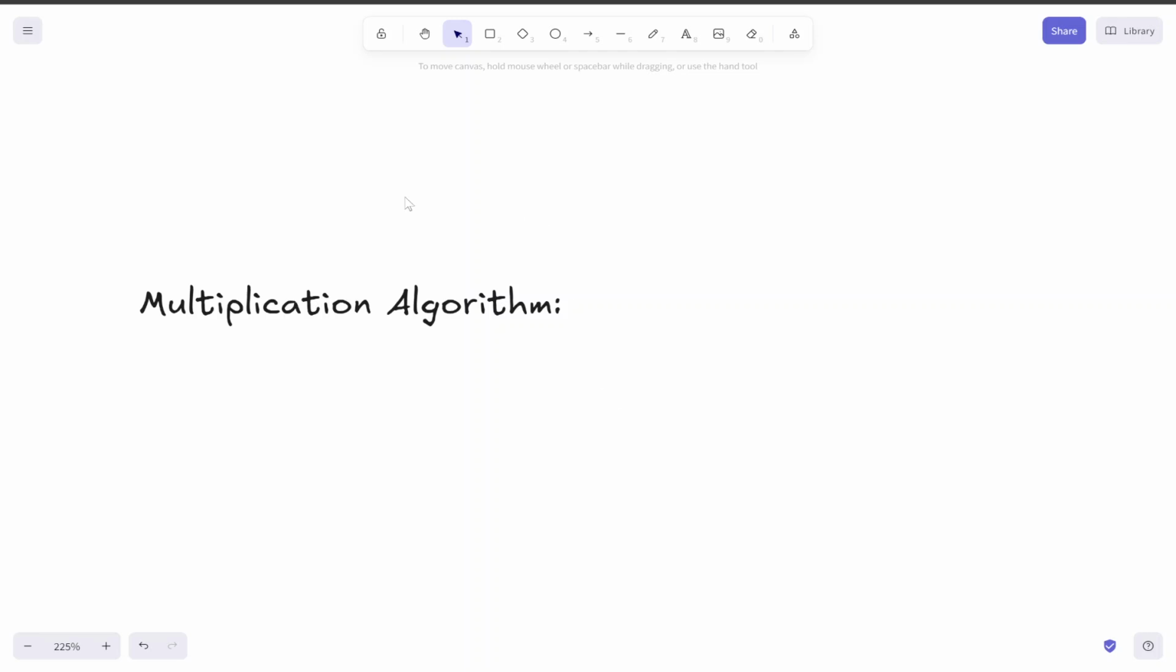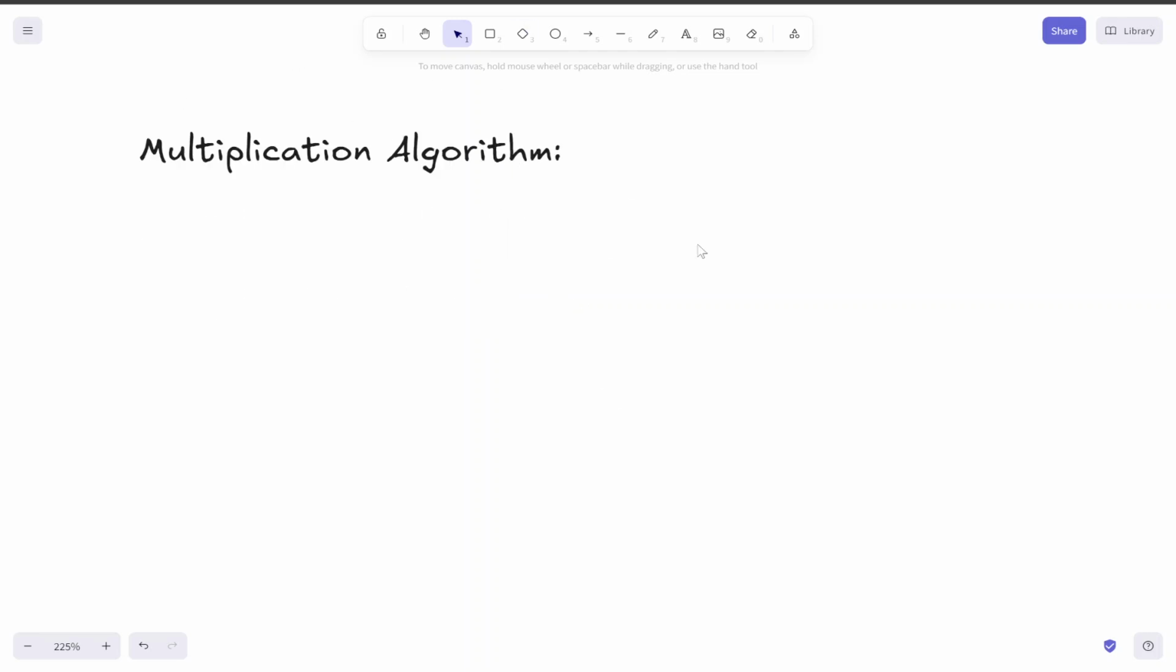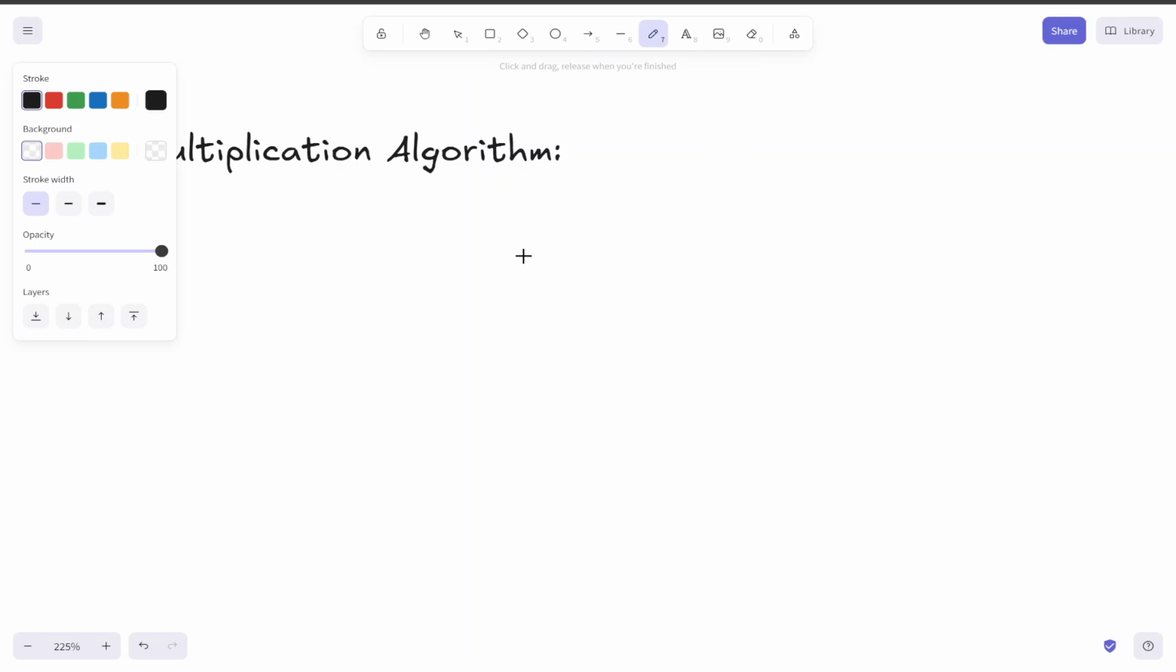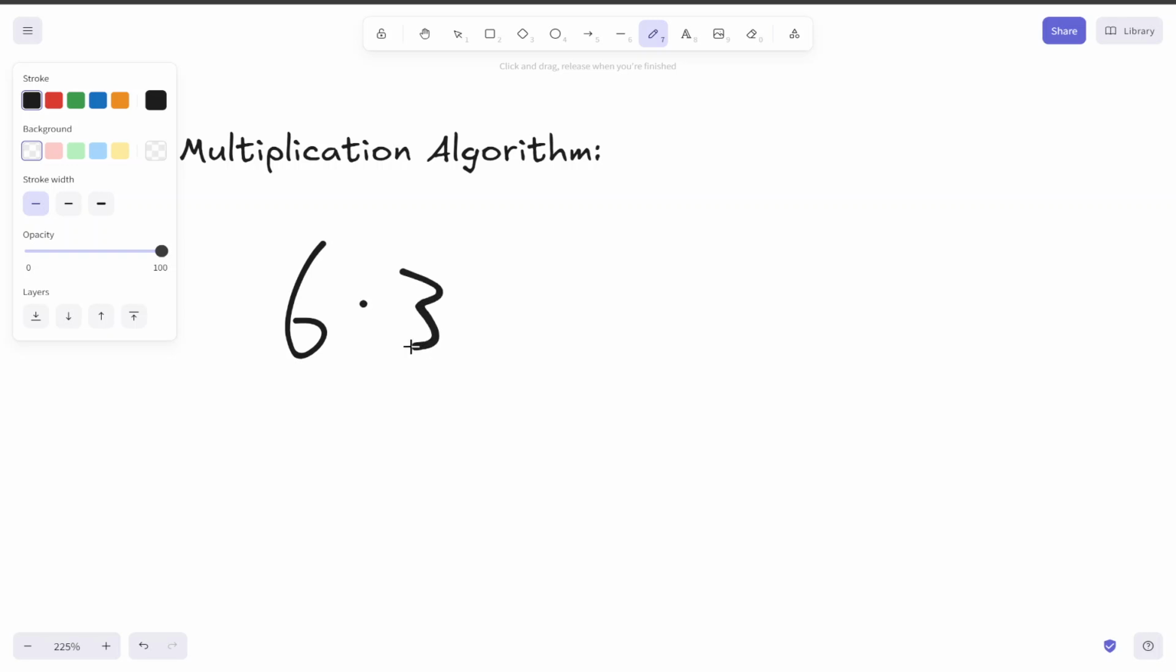So now we're gonna be going over the multiplication algorithm. The algorithm is fairly simple. When we see multiplications within 10 by 10, so let's say 6 times 3, then automatically we know that that's just 18, right?